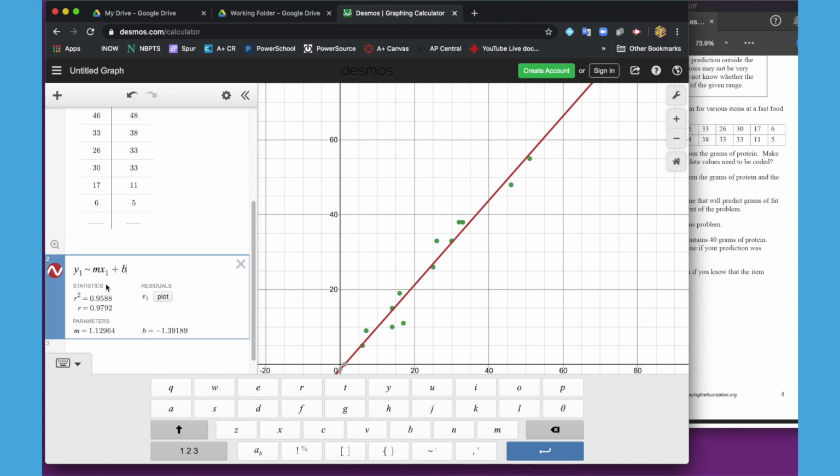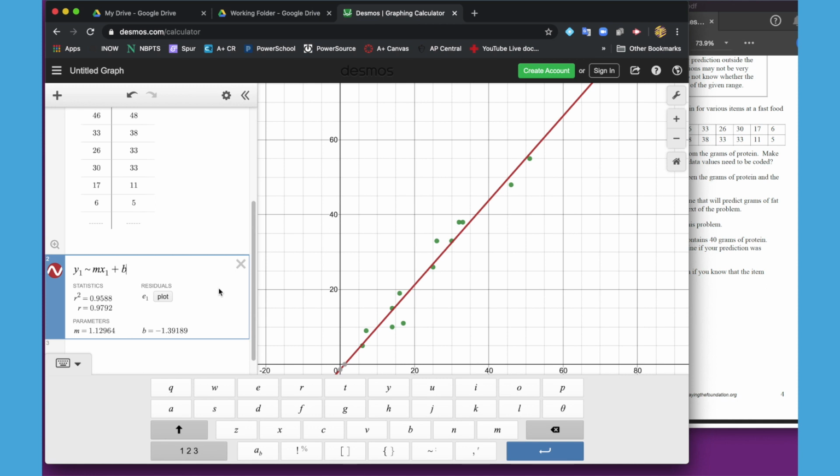One nice thing is the statistics automatically comes up here, and it shows your R value of 0.979. And we can see that those are really close to the line, and 0.98 is really close to 1. So this would be a strong positive linear, and that R value confirms that for us.